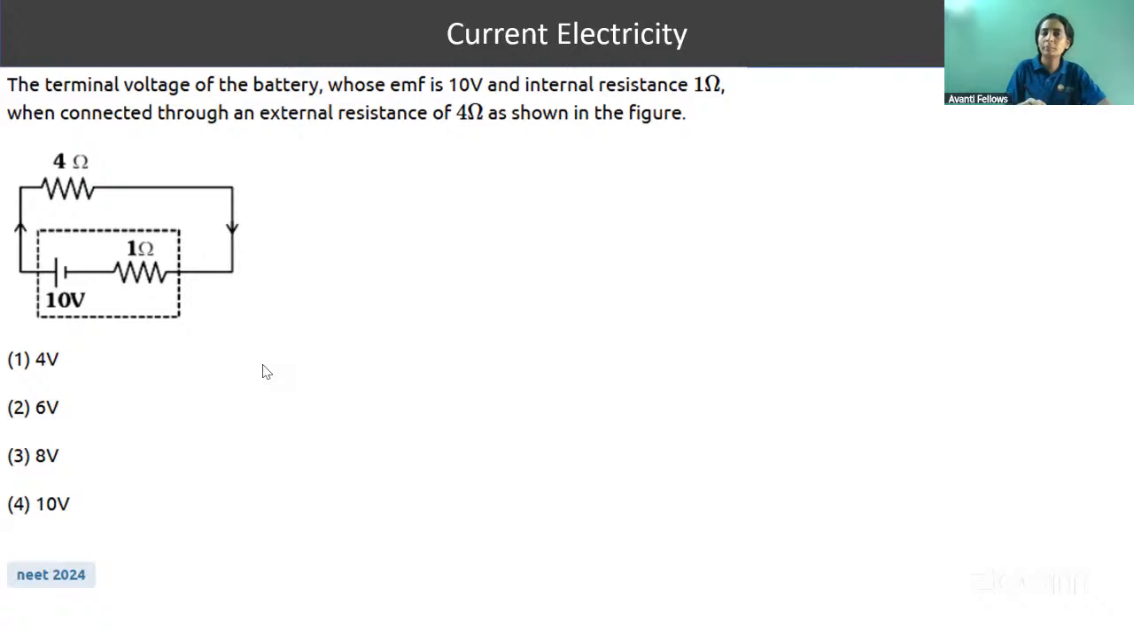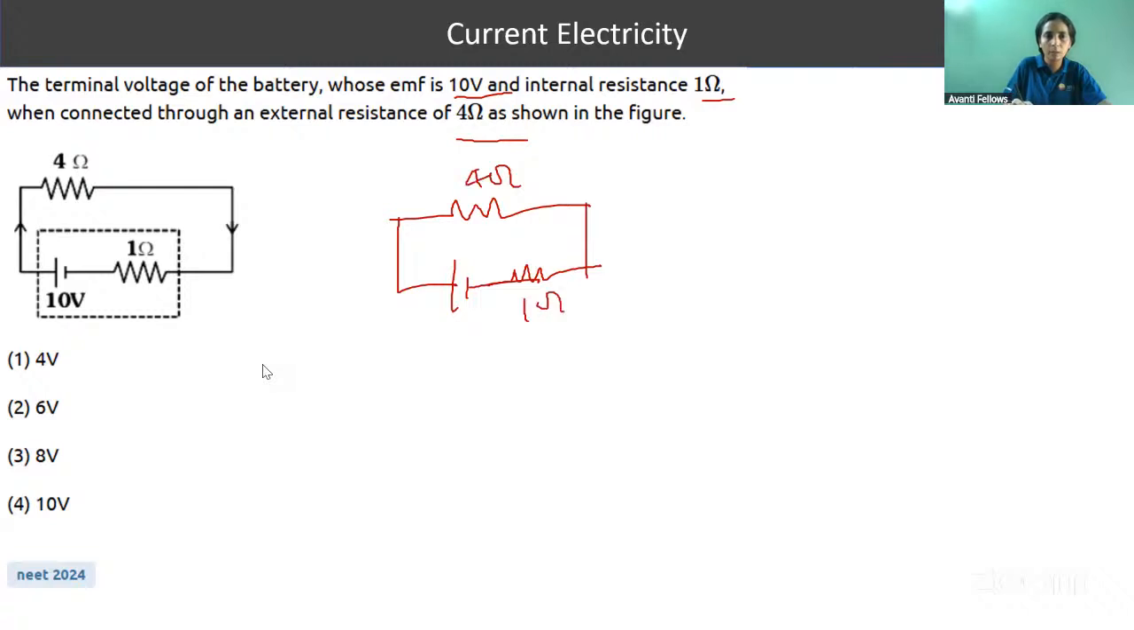Just look here. I had talked about how to find terminal potential difference when there is current in the circuit. Terminal voltage of a battery whose EMF is 10 volt, internal resistance 1 ohm when connected through an external resistance 4 ohm as shown in the figure. So we have to find the terminal voltage of the battery. What kind of diagram is shown here? This is it, right? This is 4 ohm, this is 1 ohm, this is 10 volt.